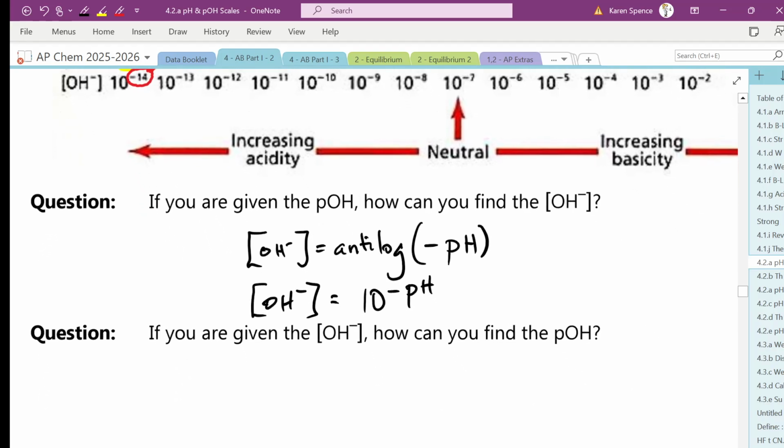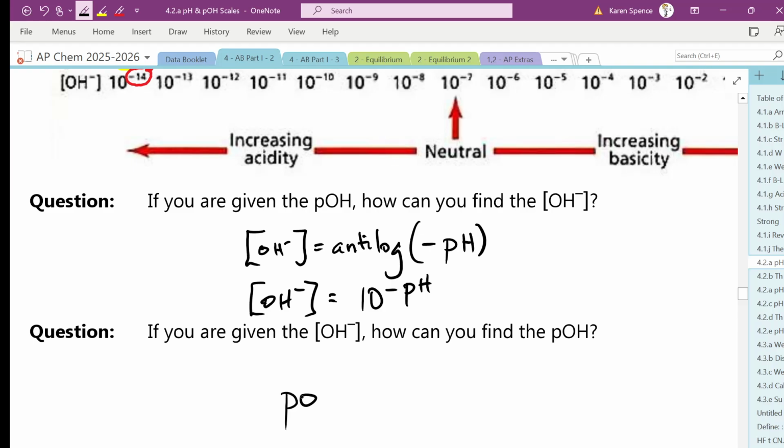Excellent. And then, of course, if you're given hydroxide, pOH is equal to the negative of the log of the concentration of OH. There we go. Yay!